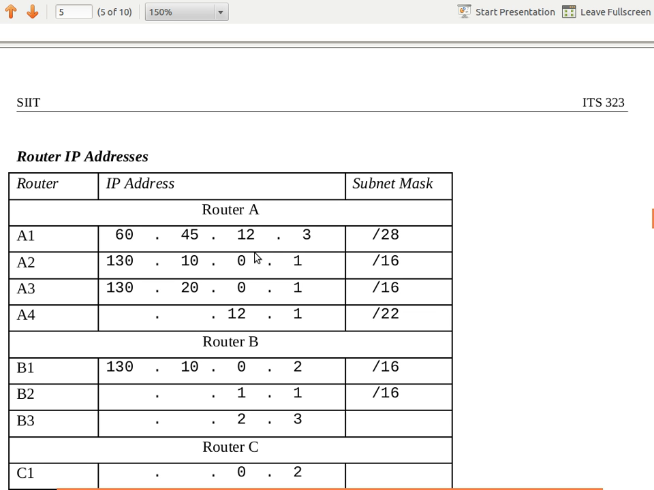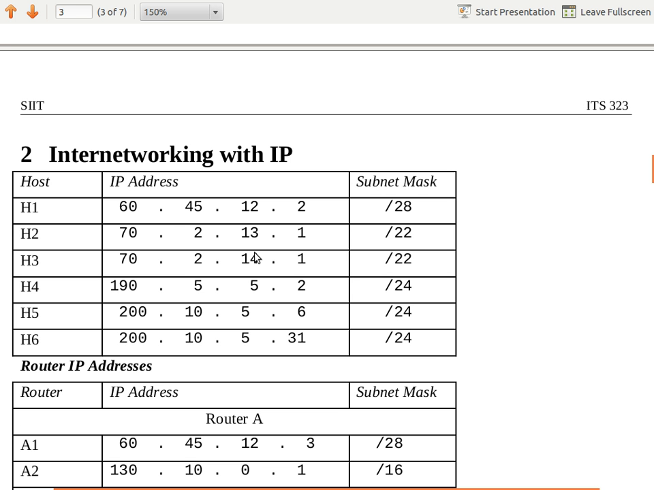What value did I choose? I chose 70.2 for no particular reason, for H2, H3 and A4. You can choose different values.